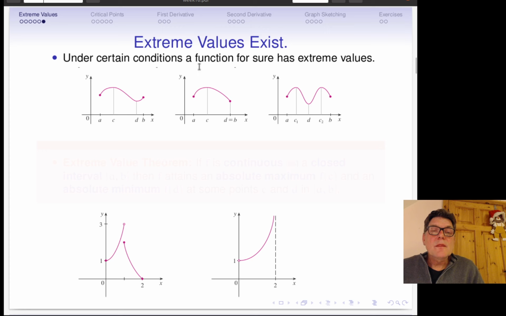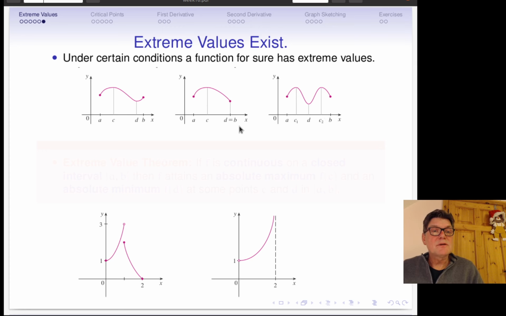Under certain conditions one can guarantee the existence of extreme values, as in these 3 examples of functions defined over a closed interval, and in each of these examples you see a point C where the function takes a maximum value, and a point D where the function takes a minimum value. It may happen that one of these extreme values occurs at the endpoint of an interval, and of course it can also happen that the same maximum value occurs more than once over this interval.